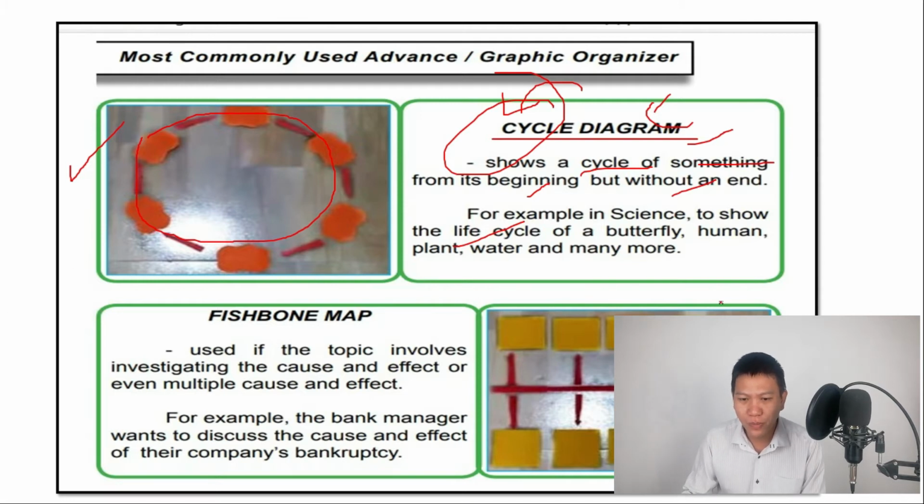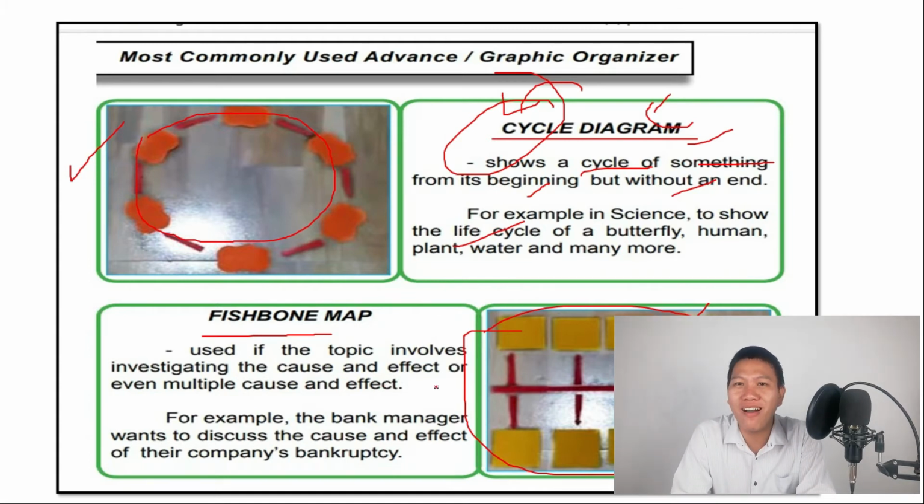Next, we have the fishbone map. So you can see it here. It's like a fishbone. This is like the head of the fish, and then we have this part, and then we have this part. So what is a fishbone map? It is used if the topic involves investigating the cause and effect, even multiple cause and effect. So the main purpose of using fishbone map is for cause and effect relationship.